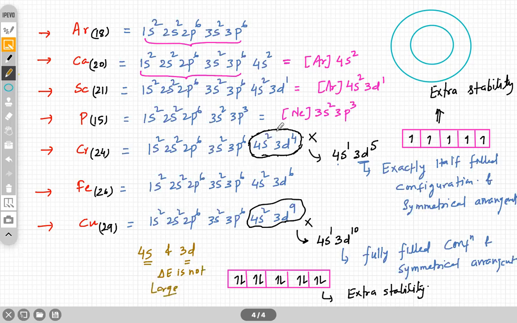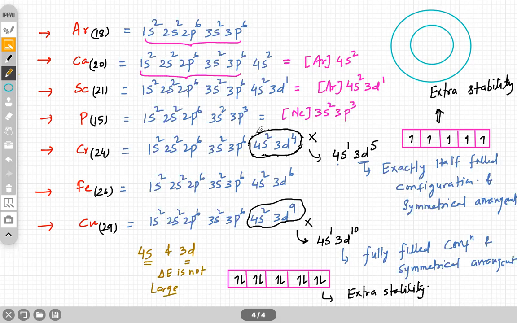And hence the electron can jump into this. Transition is possible here. But for S and P orbital, if you see 3S and 3P, the energy gap is relatively large. And that energy gap is sufficient to prevent the excitation of an electron from S to P orbital. That's why this is true only for S and D orbital, like 4S and 3D we have here. Understood this?